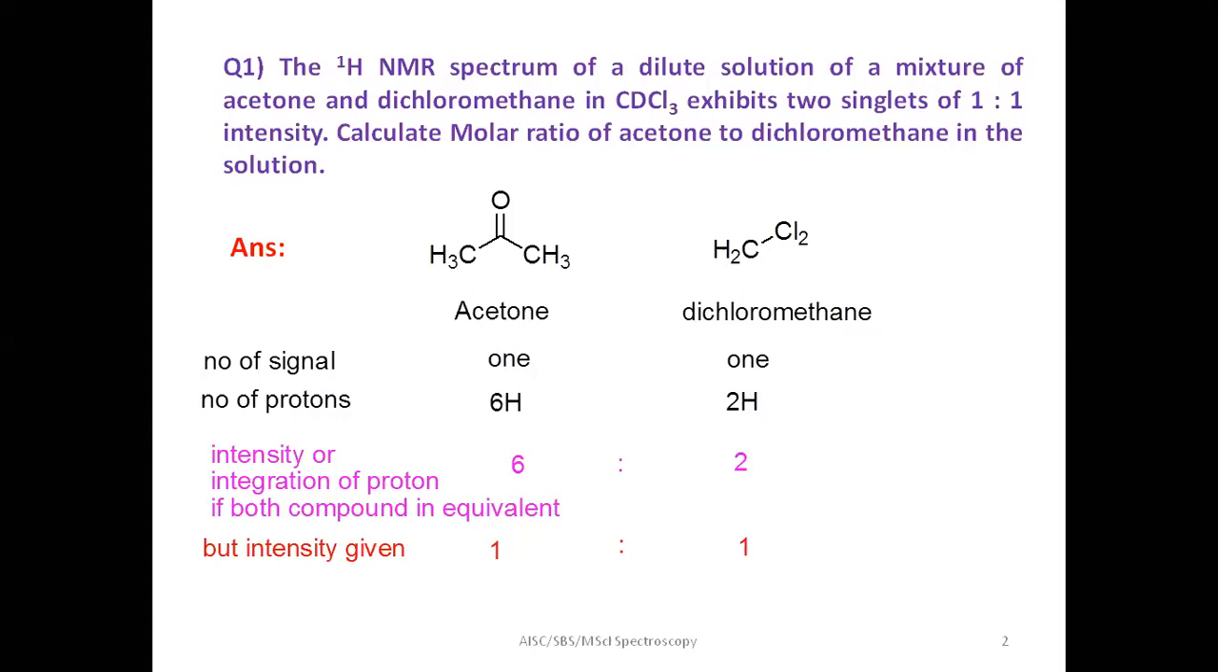Acetone has 6 hydrogen, DCM has 2 hydrogen. But to become 6 hydrogen for DCM, DCM must have 3 moles, higher than that of acetone. So that becomes 3 into 2, 6. So if you take 1 acetone and 3 DCM, then you will get 1:1 intensity. That is, the molar ratio is 1:3. So let's calculate by using the formula.